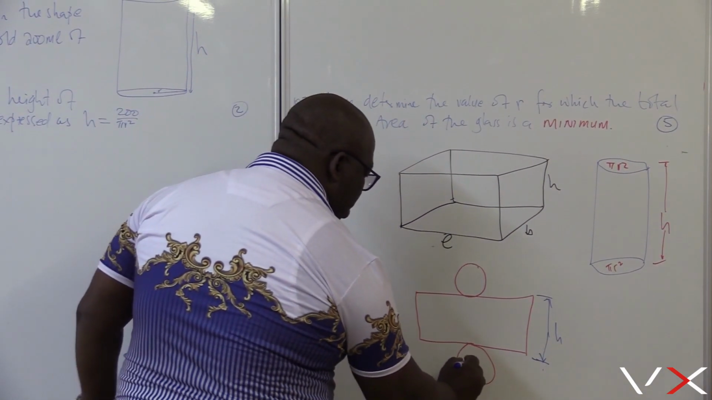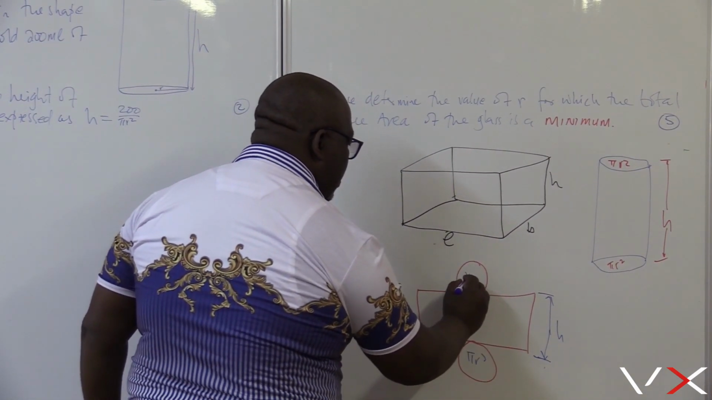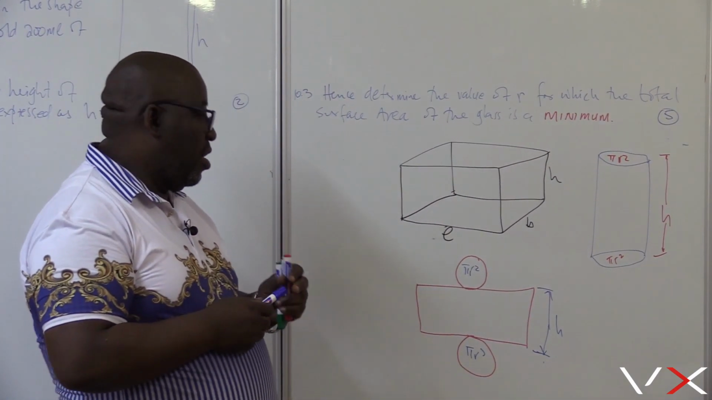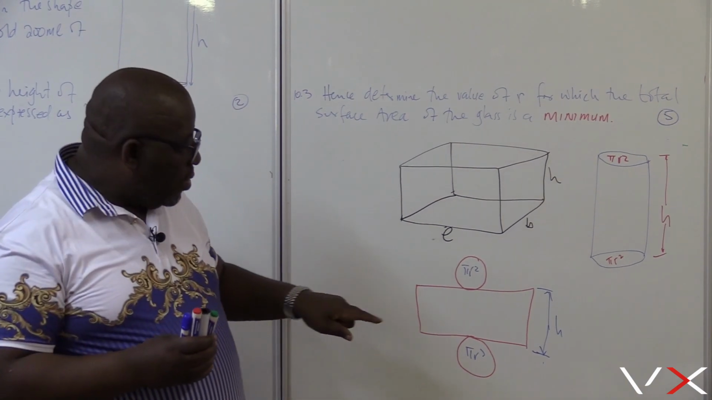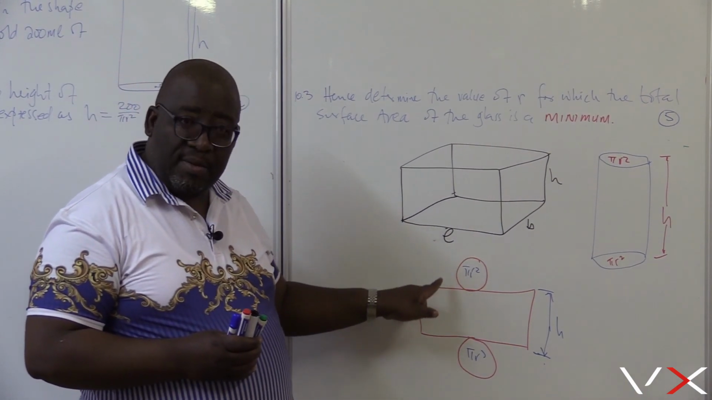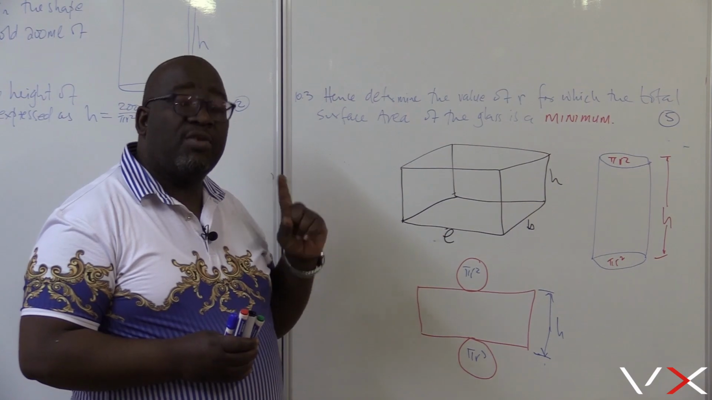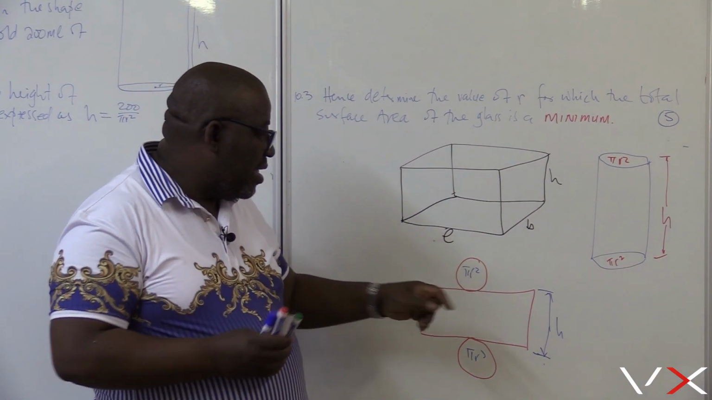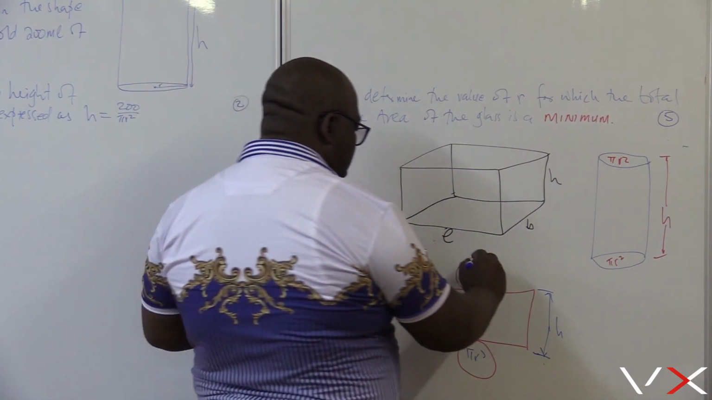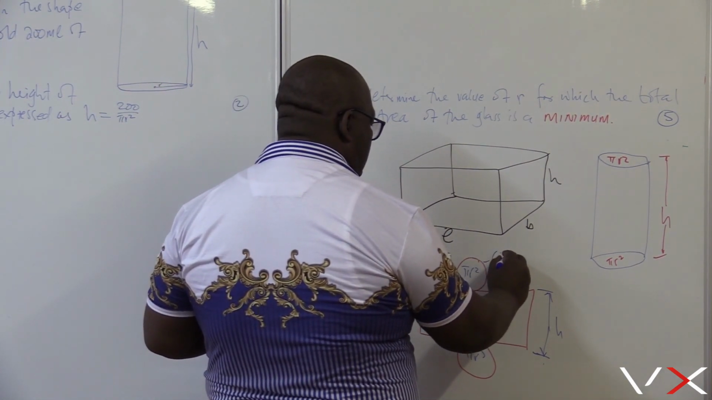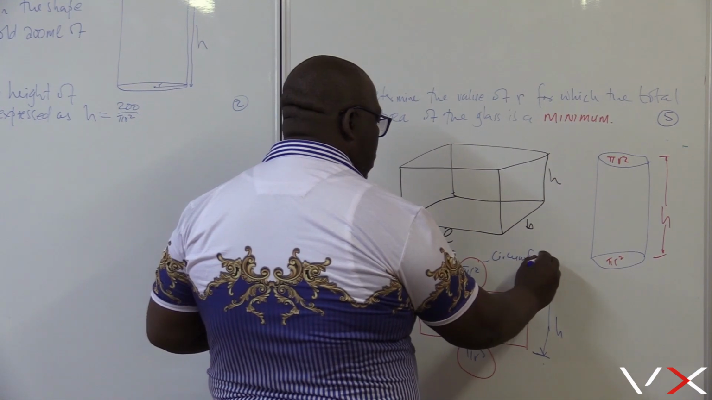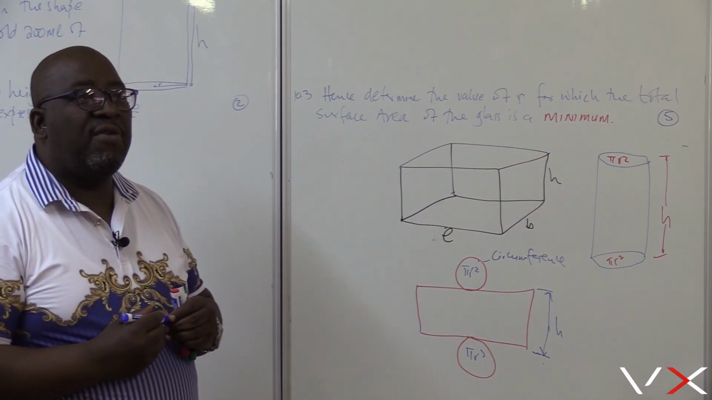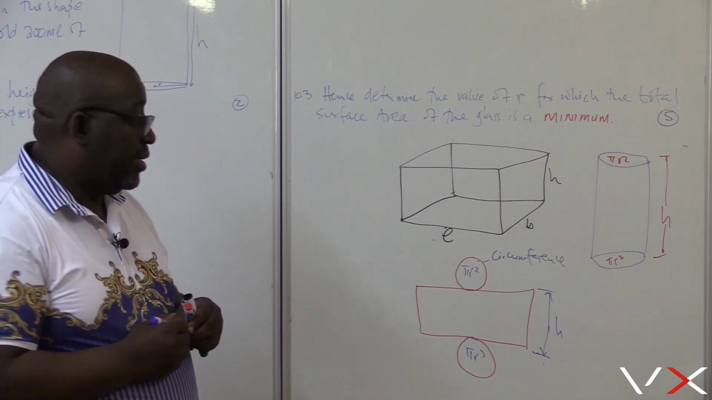This is still pi r squared. This is still the same thing, pi r squared. Right. Now, what do we call the distance around the circle? It is called the circumference. This is the circumference. This distance here is called the circumference. What is the formula for the circumference? It is 2 pi r.